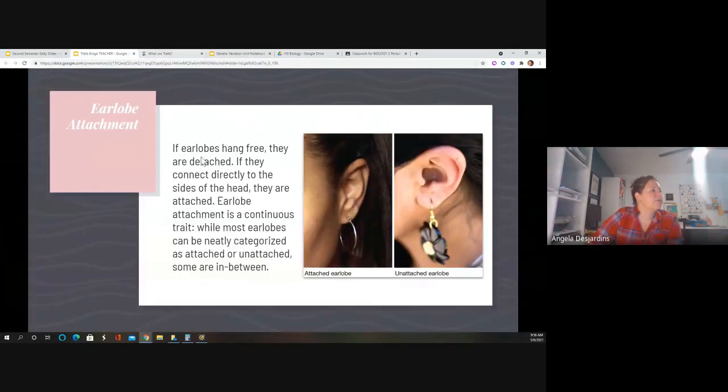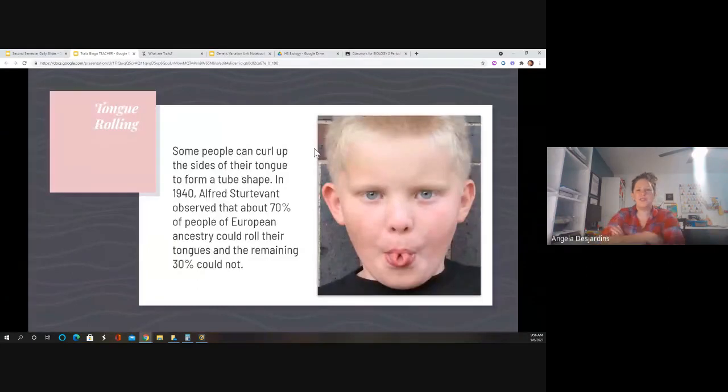Now, trait number 2, this one's fun. Tongue rolling. Did you know that basic things like tongue rolling are single gene traits? If you can do this with your tongue, you are a tongue roller, okay? And that is an inherited trait that you get from your parental units. If you cannot do that, it means you do not have the gene for that.